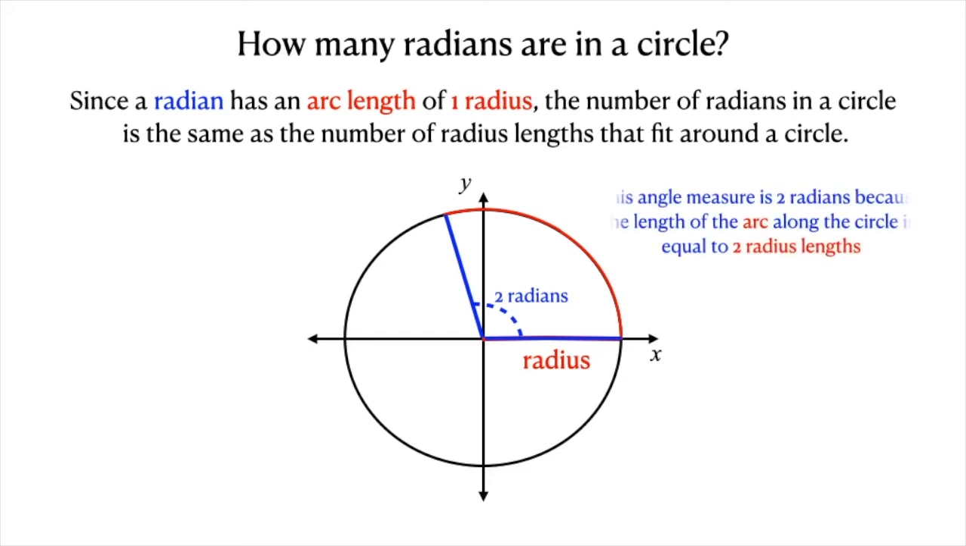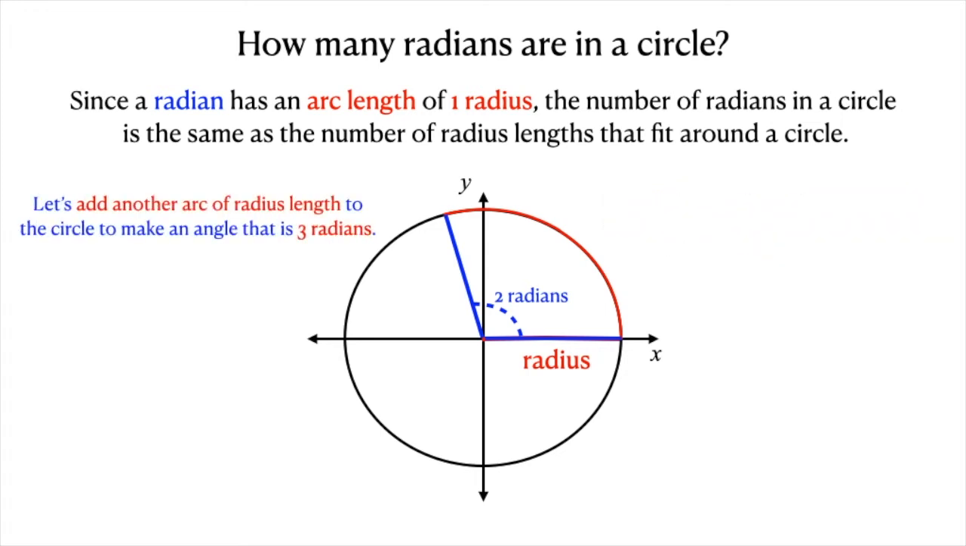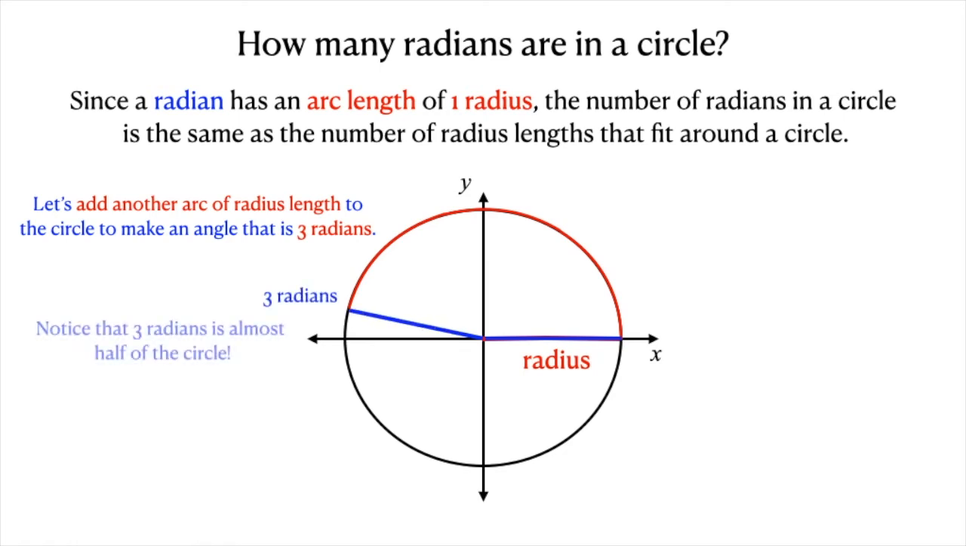The reason this is 2 radians is because the length of the arc along the circle is equal to 2 radius lengths. Let's add another arc of radius length to the circle to make an angle that is 3 radians. So we've extended our arc, and when we draw on our terminal side, this angle is now 3 radians. Notice that 3 radians is almost half of the circle.